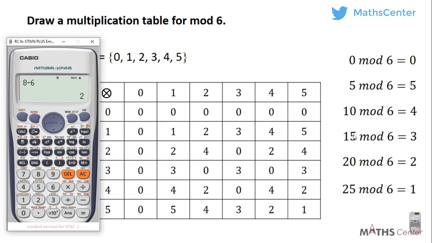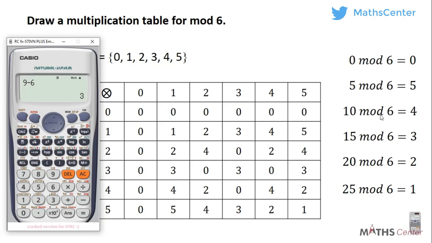Let's try another example. Let's say 15 mod 6. So you subtract 6 from 15 until you get a number that is less than 6. You have 15 minus 6, and that will give us 9. 9 is not less than 6, so you subtract 6 from it again. 9 minus 6, as you all know, you have 3. So it means that 15 mod 6 will give us 3.